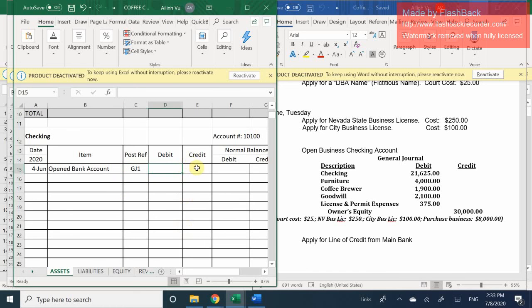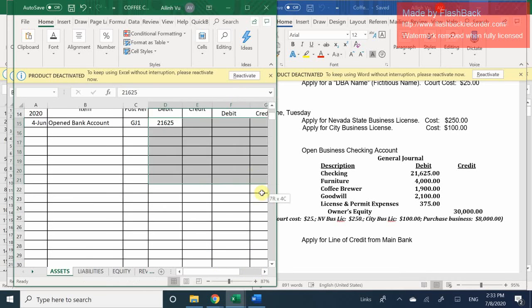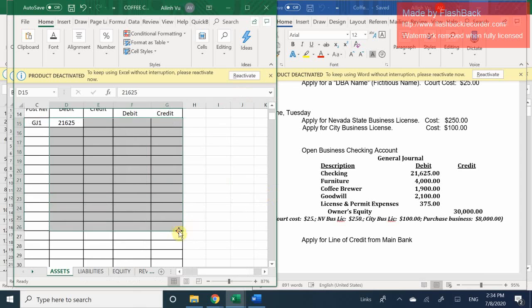Now, did I debit the account or did I credit the account? You debited. I added, that's correct. So here is going to be 21,625. Oopsies, hold on, sorry, let me go back up. Change that to this.